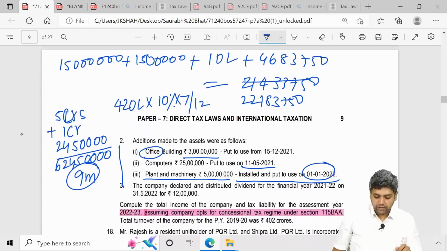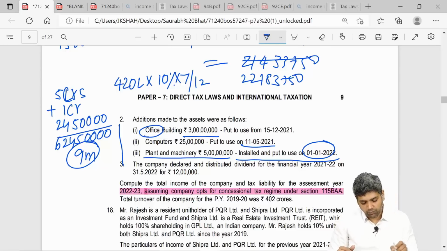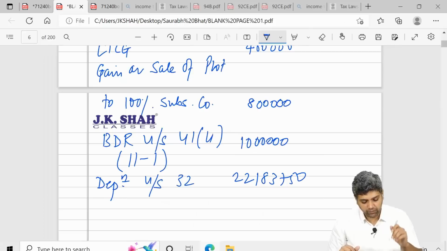83,750. Third adjustment, they say the company declared and distributed dividend of 12 lakhs on 31st May 2022. So that is talking about ATM, because we know in order to avoid the cascading effect of dividend taxation, if you have received dividend and then distributed dividend, you get a deduction under ATM. Compute total income and tax liability for assessment year, assuming that company opts for concessional tax regime under 115BAA.